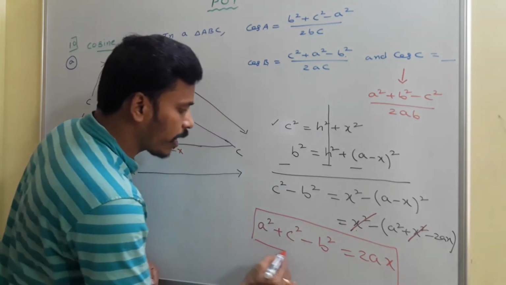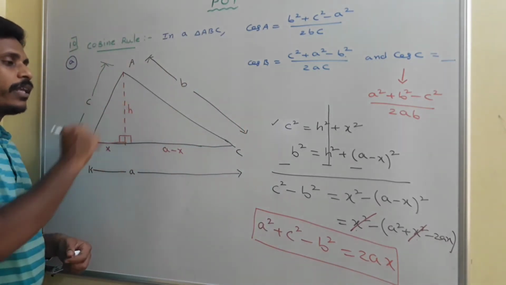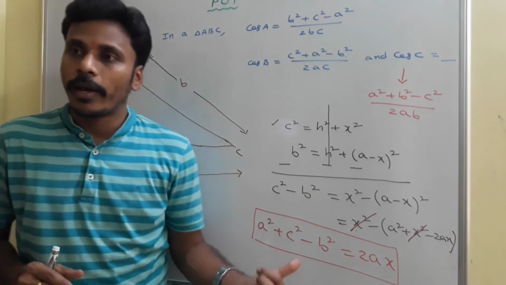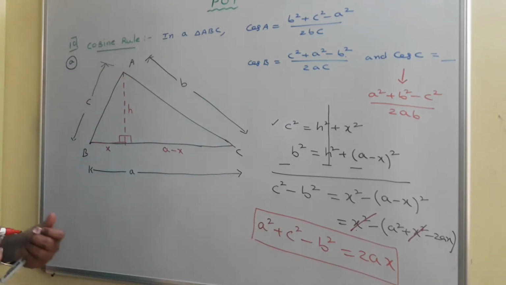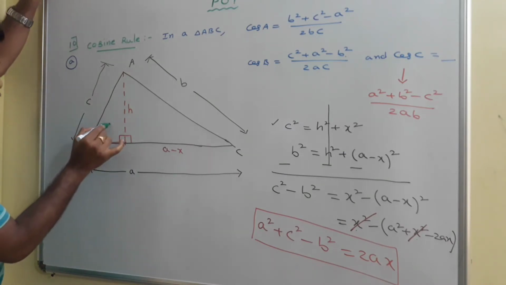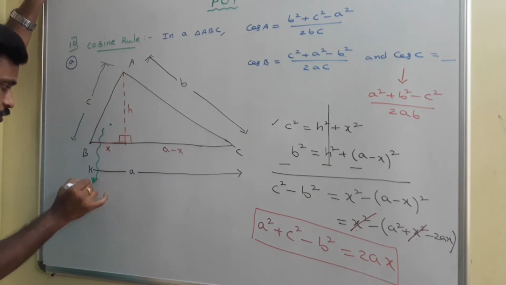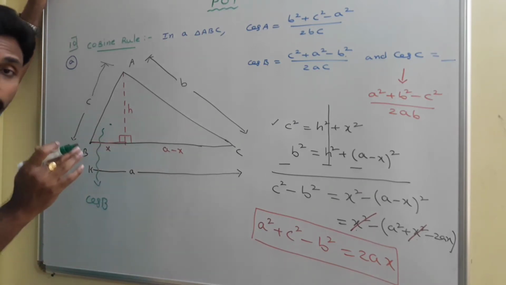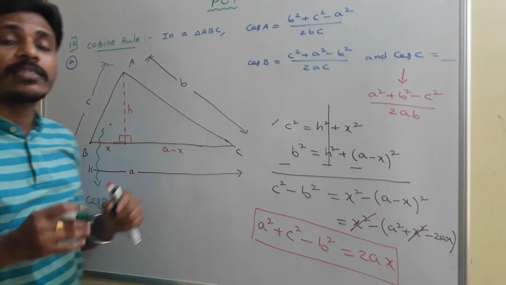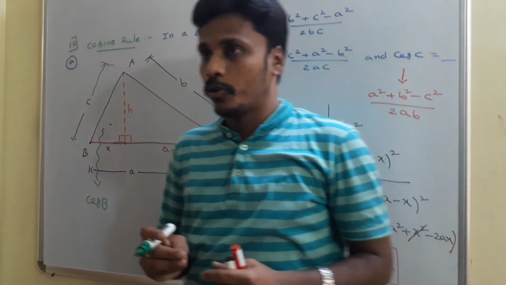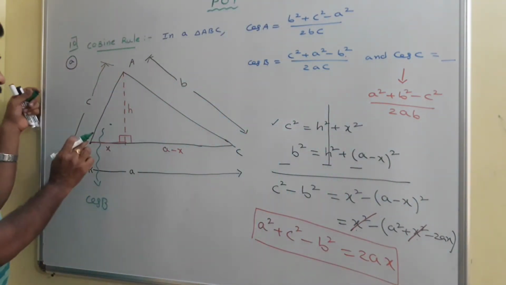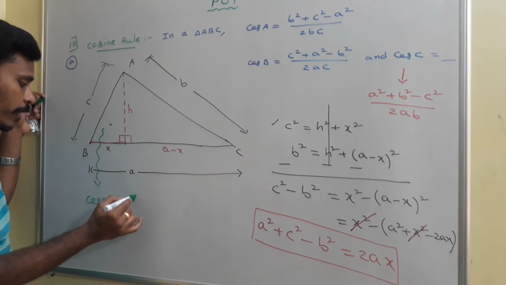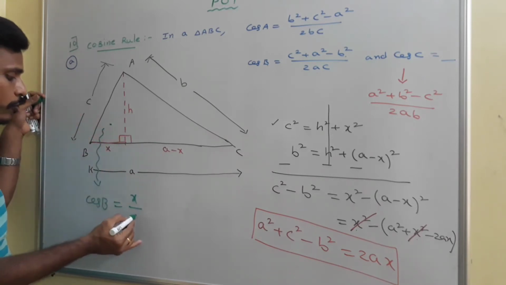Just by applying the Pythagorean theorem for two triangles and eliminating h, we found that a square plus c square minus b square is equal to 2ax. Now, to find cos B or cos C for this triangle, just concentrate on this triangle. It is a right angle triangle. In a right angle triangle, cosine of the angle is the adjacent side divided by the hypotenuse. And here for the angle B, cos B, the adjacent side is x divided by the hypotenuse, which is c.